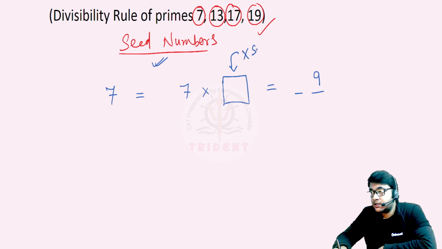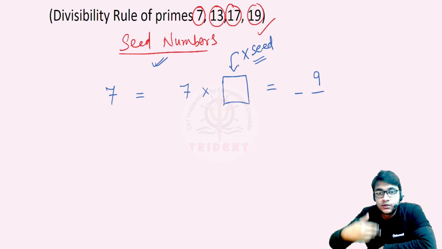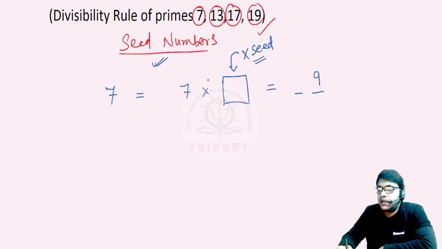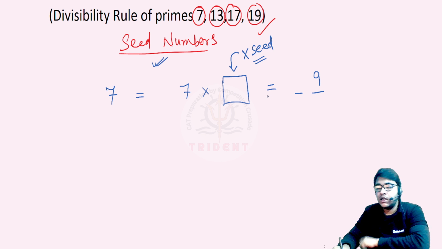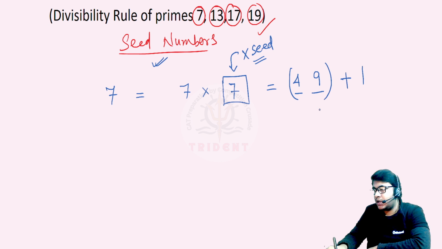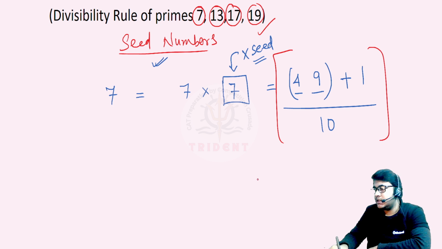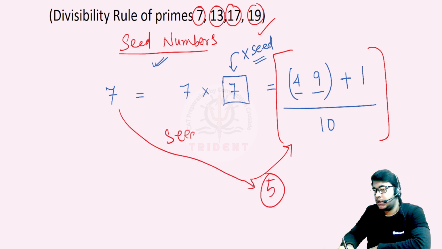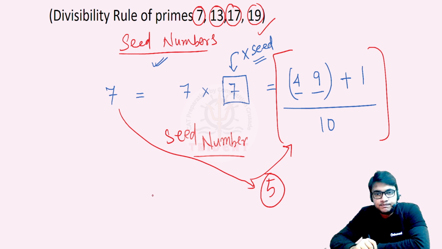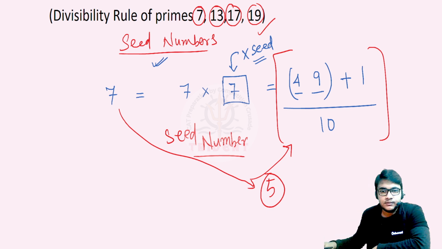This is not the seed. This is where students make the mistake. Please listen to this. A number which when multiplied by 7 gives me a number that ends in a 9. So obviously that is 7. 7 sevens are 49. So this number plus 1 divided by 10 is the seed of a number. If you see, 49 plus 1 is 50, divided by 10, that is 5. So 5 is the seed number of 7. Does this make sense?